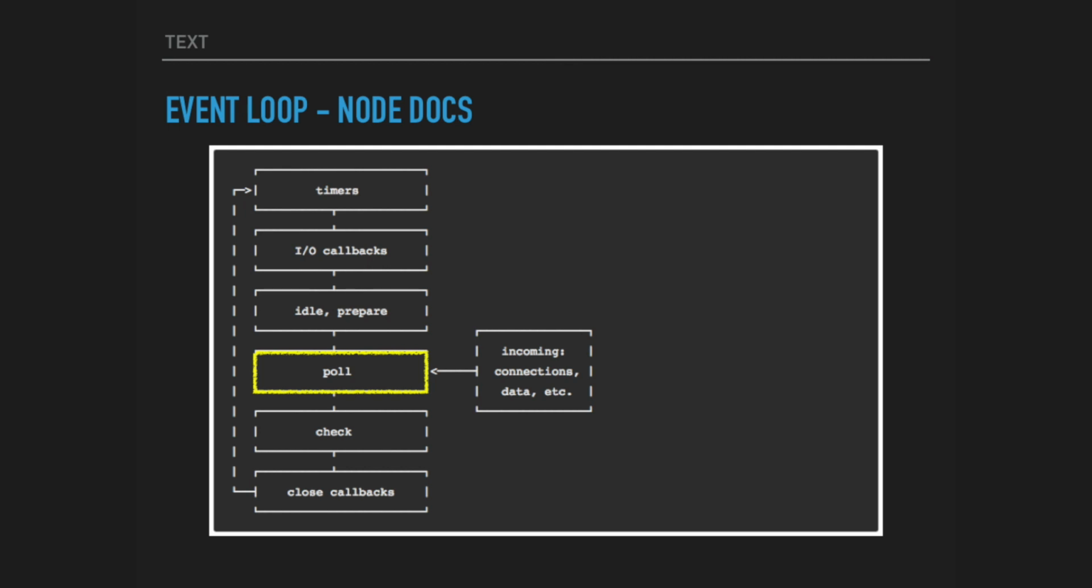But then we have this poll. So this is for Node asking, sorry, I thought I moved too far. So this is asking for incoming connections. So Node is basically saying, do you have anything for me? Did I get anything back from this connection? So that's what's going on here in the poll phase. And then there's a check phase. So inside of check, this is where any set immediate is going to be evaluated.